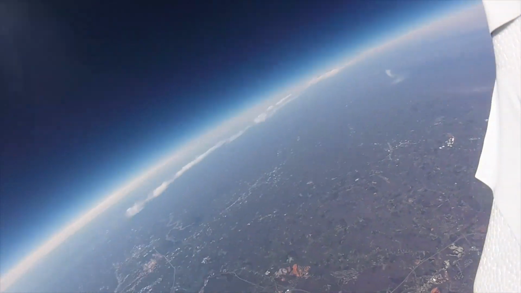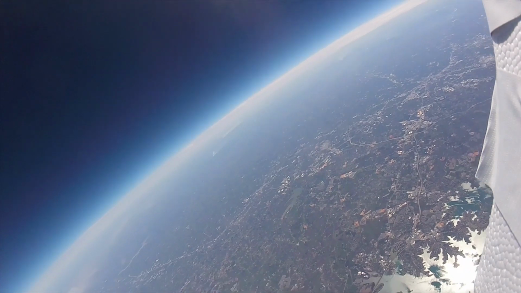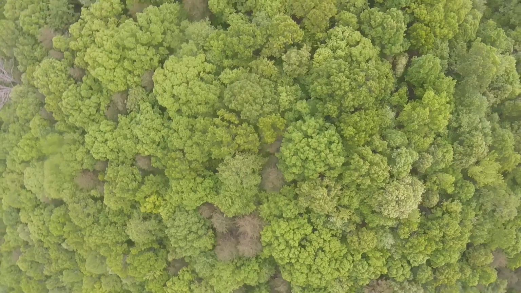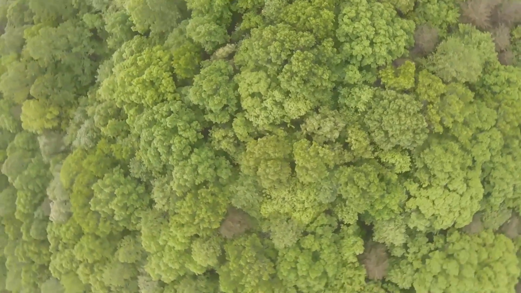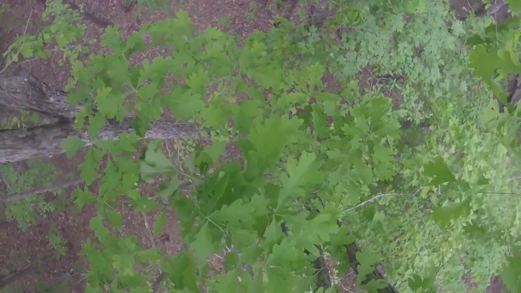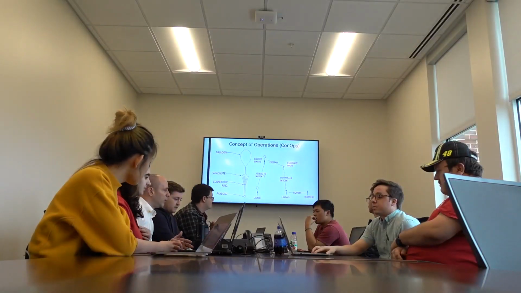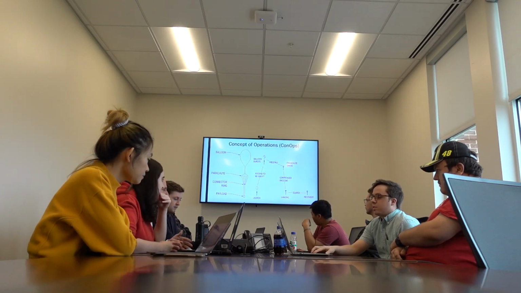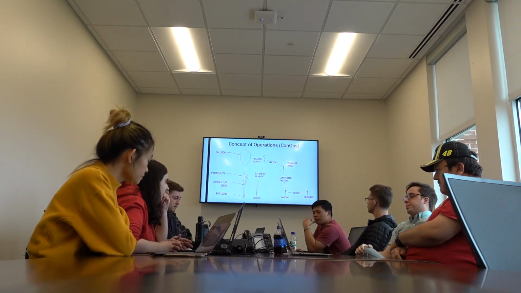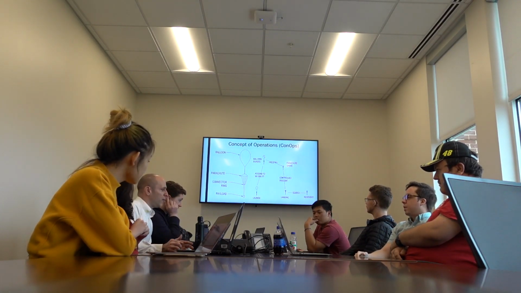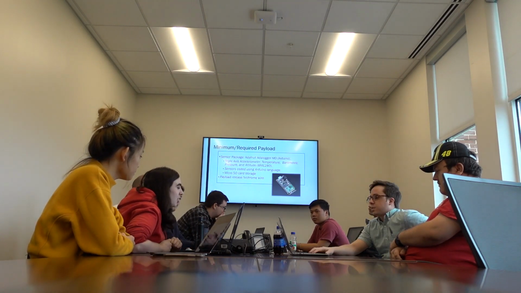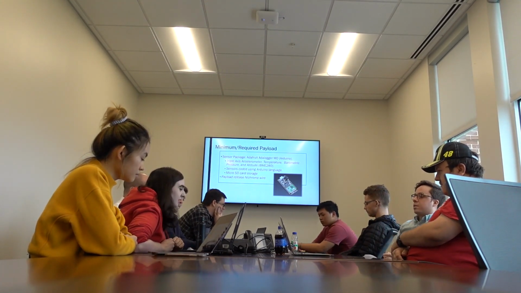The balloon will approximately ascend to 90 to 100,000 feet. The balloon will burst at some point and then free fall in a controlled descent and land. And we will follow or monitor the direction that the balloon goes to, and we will recover the balloon and the payload. Hi, I'm Kirsten. I'm going to be talking about the minimum required payload.